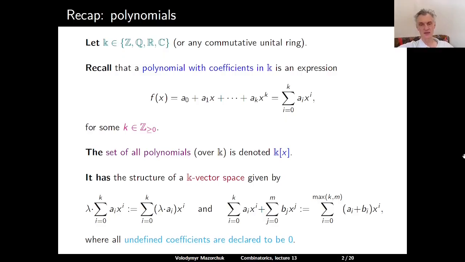Now the index runs from 0 to the maximum of k and m, where k and m are the upper bounds of the indices for the first polynomial and the second polynomial. And then we just add coefficients ai plus bi times x to the power i. So whenever some coefficient is not mentioned, it is declared to be 0. So if m is greater than k, then am is defined to be 0.